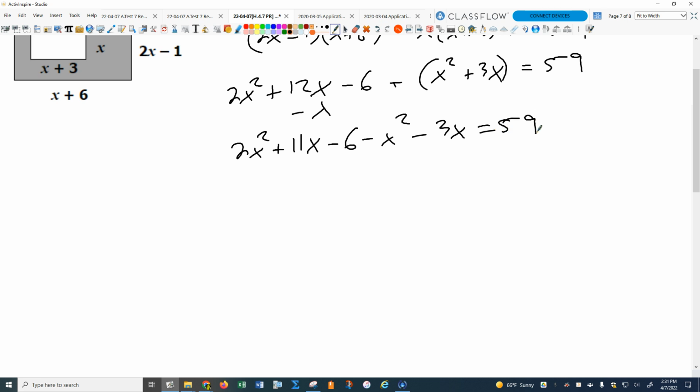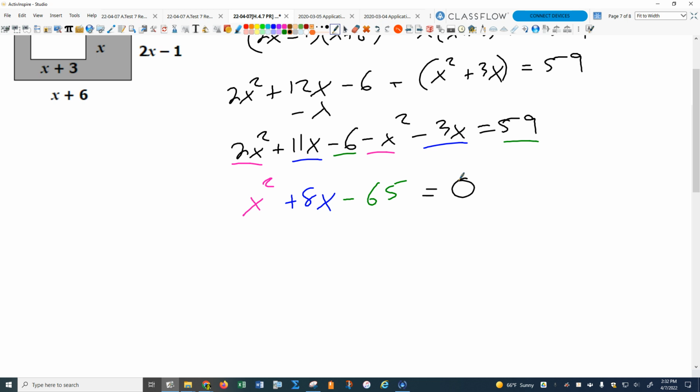Let's just combine like terms. So combine the x squareds. x squared, plus 11x minus 3x is plus 8x. Combine all the constants. So negative 6. I'll subtract the 59 to this side, and I get minus 65 equals 0. Good? Okay, that's just quadratic formula stuff, right?